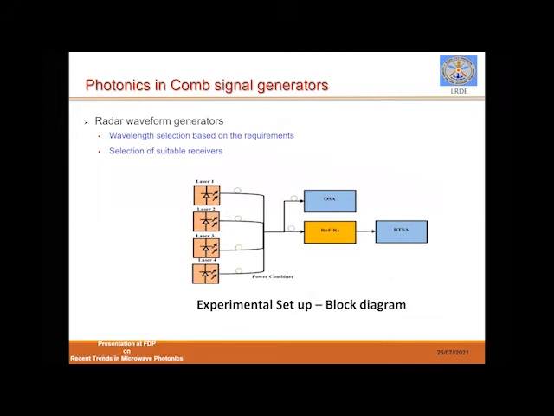Now, the same method can be applied for the comb signal generation also. Again, I wanted to highlight one more point. It should be working coherently. If there is any problem, everything should be from a single source. So by using multiple laser outputs, we can generate the comb signals.